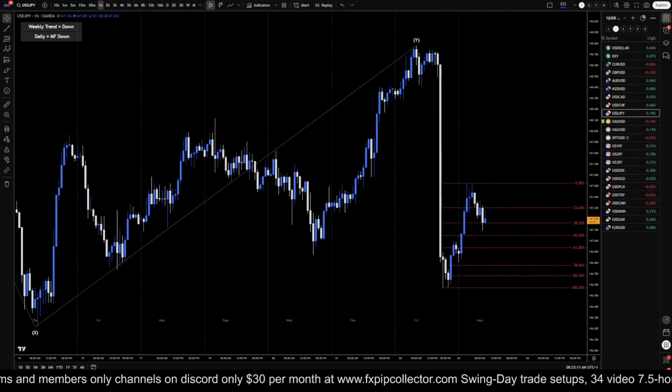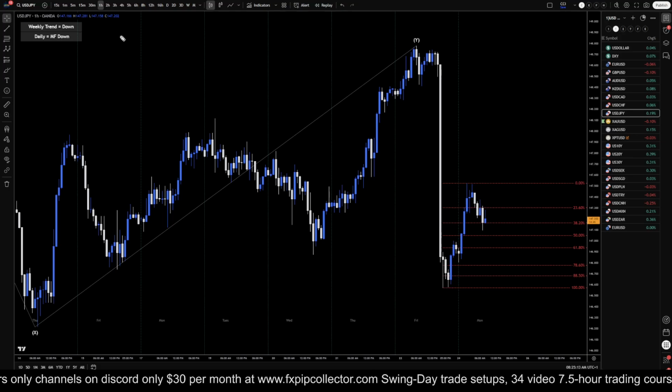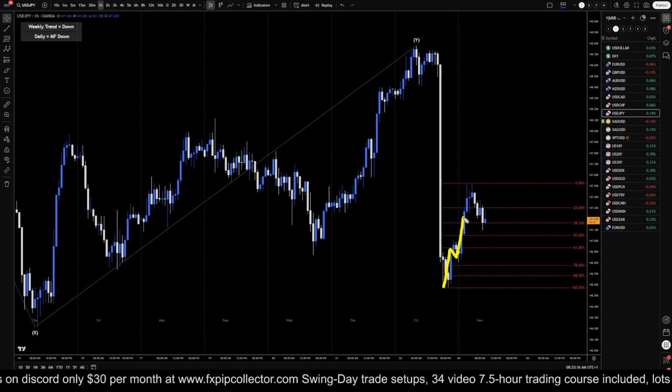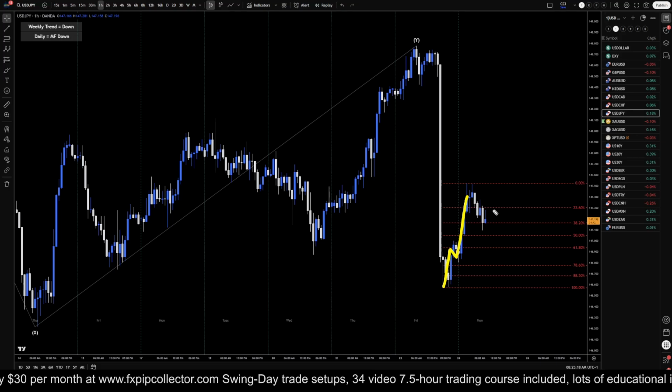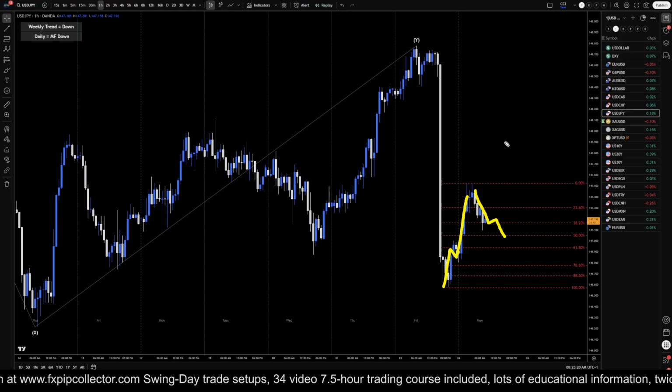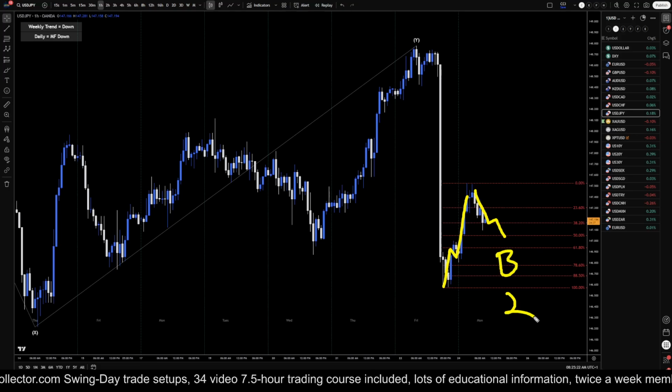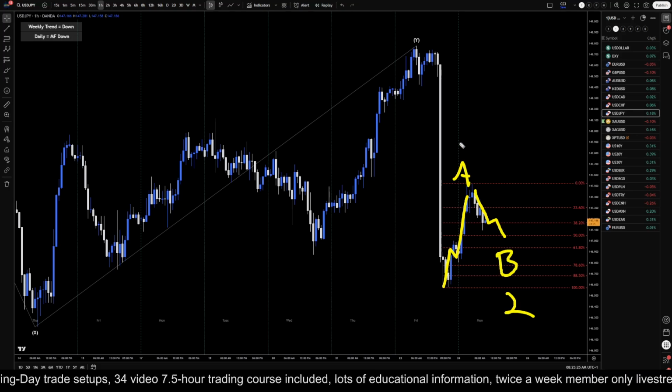So technically, I probably would primarily be on the short side, but if you're trading below the 1 hour time frame, this move up looks very impulsive, making me think that this move down is actually going to be a correction to that move up, like either a wave B or wave 2. The move up is either an A or a 1.